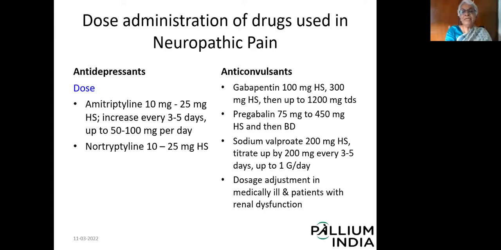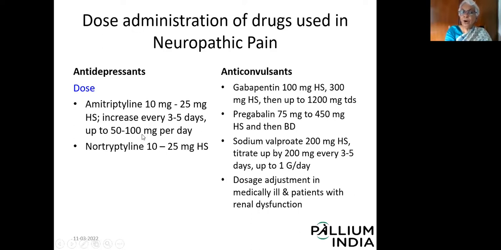Dose administration: you start with a low dose of amitriptyline, 10 mg, and every 3 to 5 days you can step it up to 50 to 100 mg. Gabapentin also, you can start with 100 mg and then step it up gradually every 3 to 5 days. It can go up to 1200 or even 3000 mg per day. And then pregabalin also, 75 mg, and then you can keep going up.